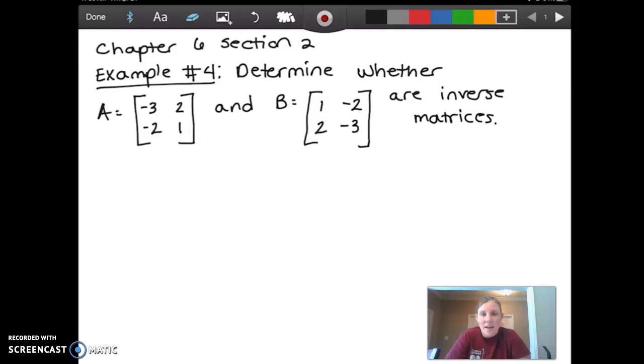Hey guys, on chapter 6, section 2, example number 4, we are determining whether or not these two matrices are inverses of one another. Before we do anything, what you do need to understand is that in order to determine if something is an inverse, you end up with an identity. Very similar. I'm going to do a little bit of review.